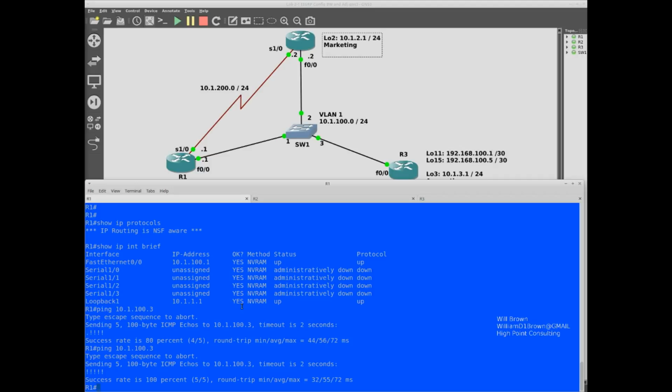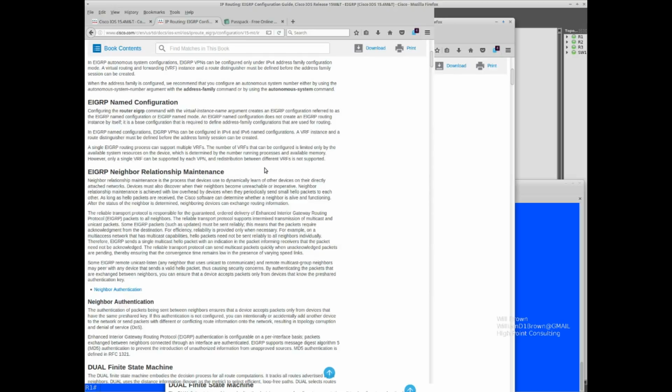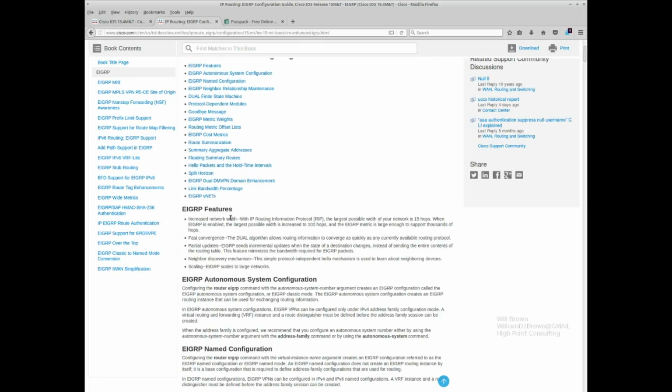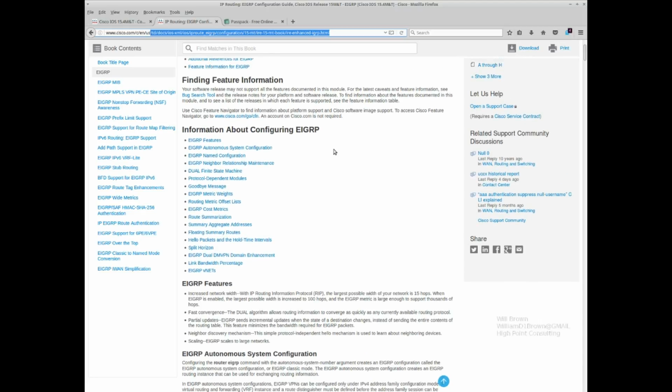Again, EIGRP, let me bring up, I think I have it over here. Yeah, drag this over. This is from Cisco's website, and what we're going to do is look at EIGRP features. There's the URL. This is from the IOS IP route EIGRP documentation. You can find any number of sources, but I'd like to start with this particular link.